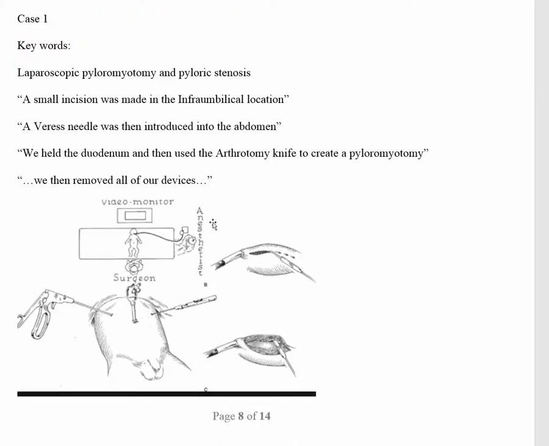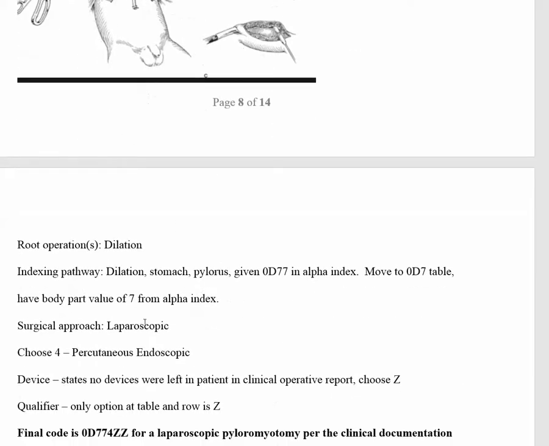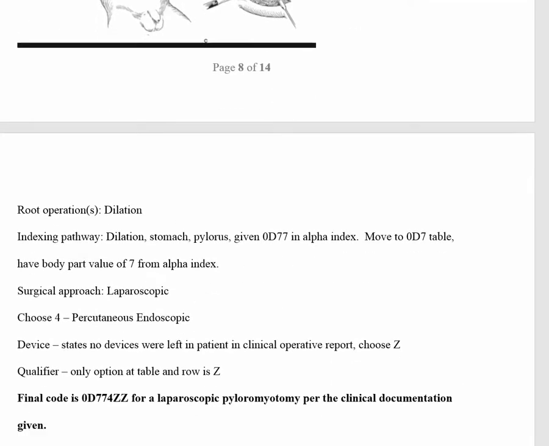I also provided you a picture I found on the internet. Typically, this is something you see in children. They have what's called projectile vomiting, and that means that they have this pyloric stenosis. So if the baby is laying down, this is a laparoscopic. They're going in through the side. They're not going in through a natural opening. They're making small incisions, so it is still percutaneous. They're going into the stomach, into the pylorus, and they're making this area wider. So the root operation is dilation.